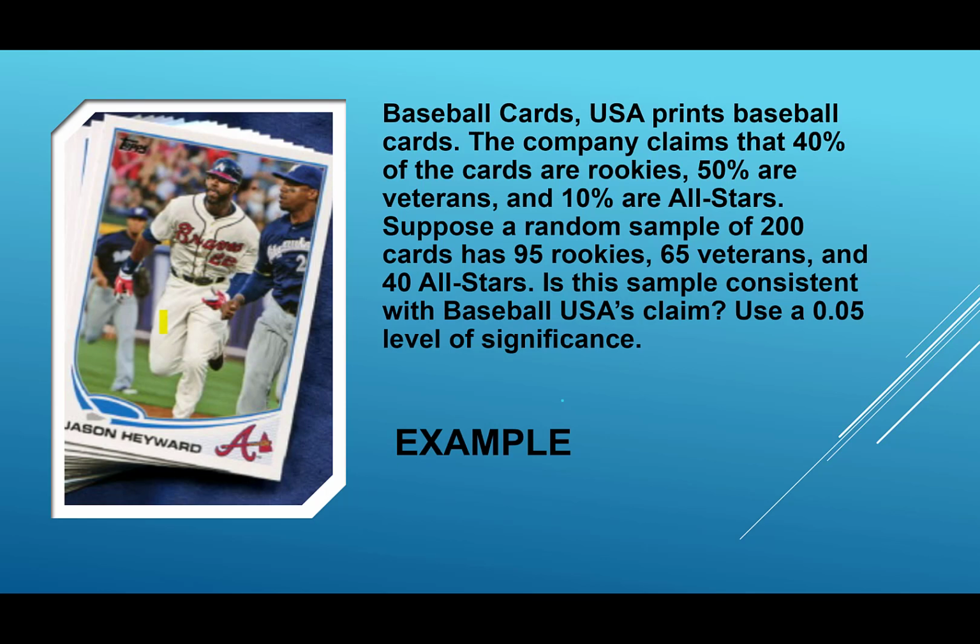However, you don't believe that this is the case. So what you want to do is you collect a random sample of 200 cards. And you find that there are 95 rookies, 65 veterans, and 40 all-stars in this collection of cards. What you want to know is whether the sample that you have collected is consistent with what Baseball USA claims. And you're going to use a 0.05 level of significance to do this.